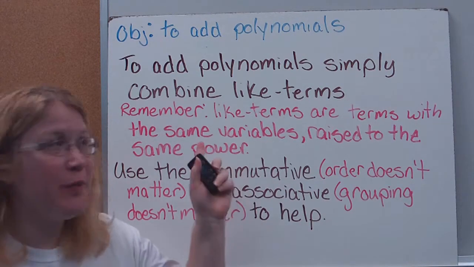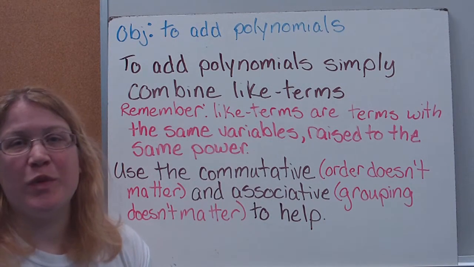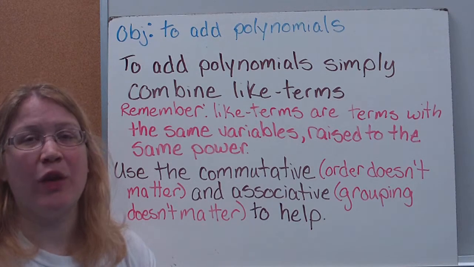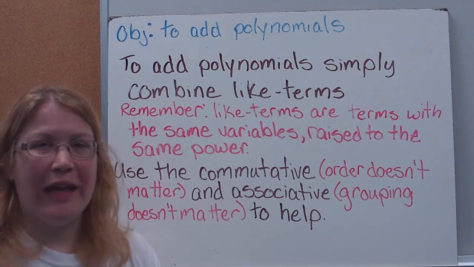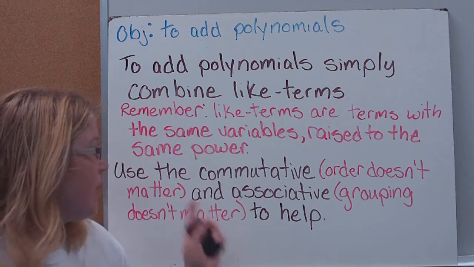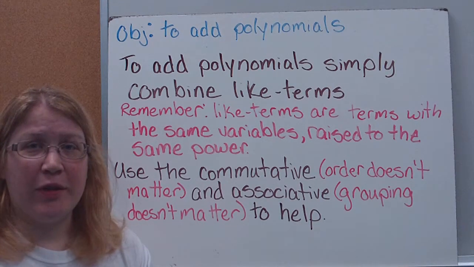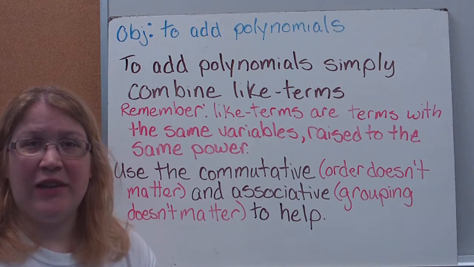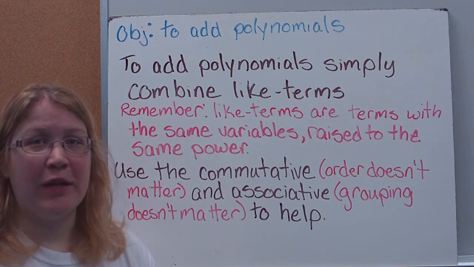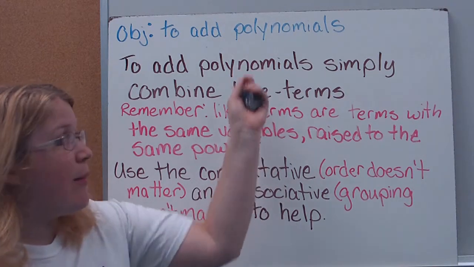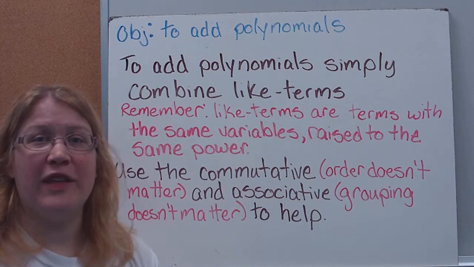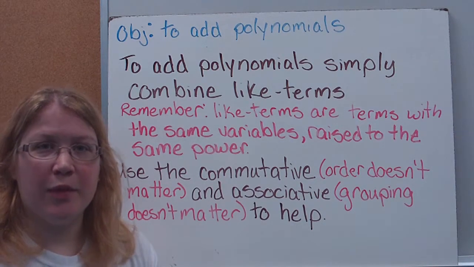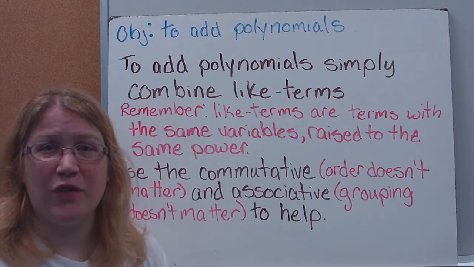We're combining like terms. If you'll recall, like terms are terms that have the same exponent raised to the same power. Remember, we can only combine the same ones. We can't combine different ones. Also, don't forget about the commutative, which means order doesn't matter in addition, and the associative, which means grouping doesn't matter in addition properties to help you do this. So everything on this board should be a review from previous videos. Hopefully that comes to mind. If not, you can check your previous notes. You can even go back and rewatch those videos if you needed to.